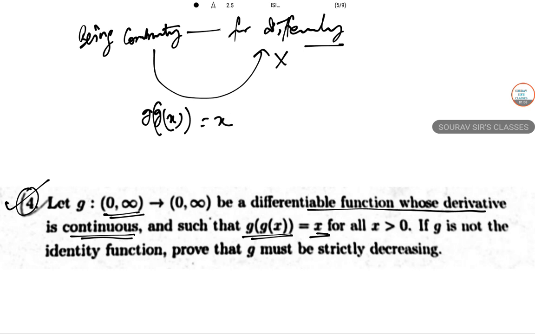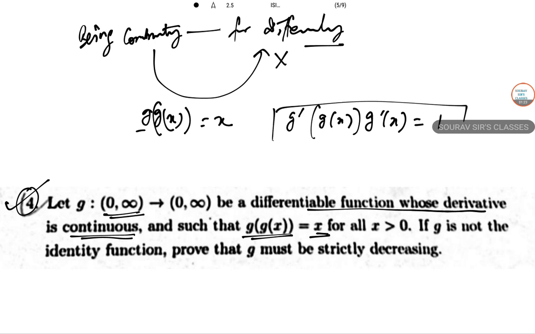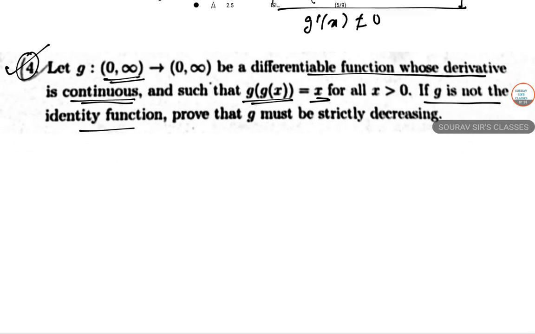It is a function of a function. Now if we differentiate this with respect to x, the first order derivative will be g dash of g of x, and then inside it g dash x, and the derivative of x will be 1. So this is the first order derivative. Now g dash x cannot be 0. If g is not the identity, then g dash x is not equal to 0 for x greater than 0, so g dash preserves the sign. So g dash x lies between 0 and infinity. This has been given already.